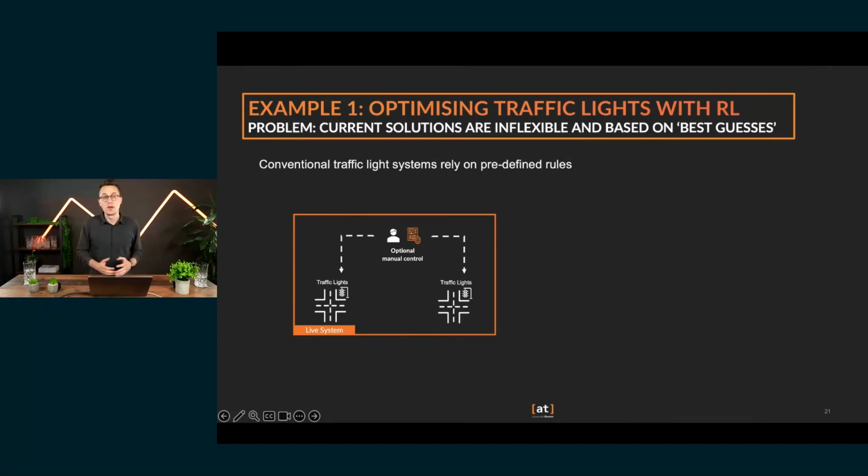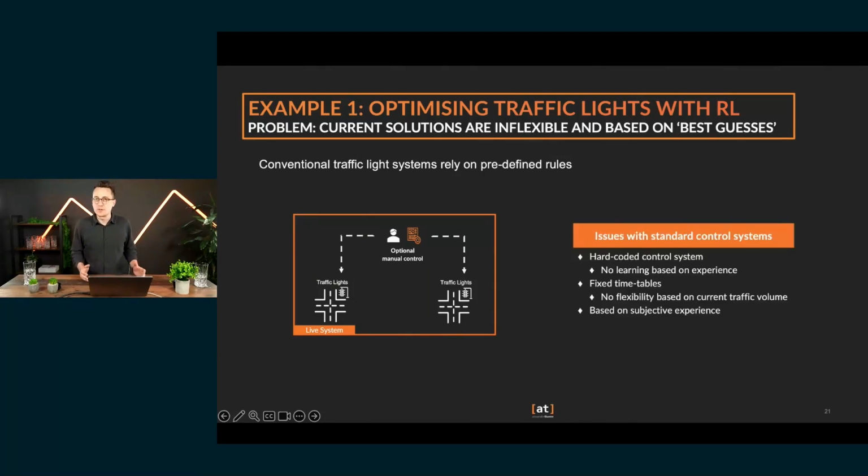And the particular problem that we are facing with current solutions or conventional approaches is that they tend to be very inflexible and based on highly subjective best guesses. So conventional traffic light systems generally rely on predefined rules in terms of the timing or in terms of how they are linked to other traffic lights and when they should go green or red or yellow. And optionally, they can also have human interventions by making explicit but also subjective decisions about adjusting the traffic light systems as much as possible.